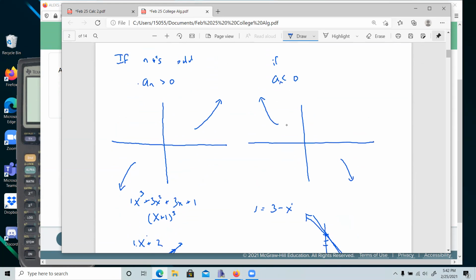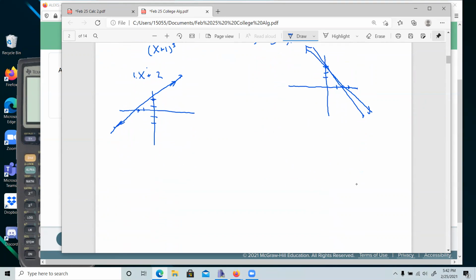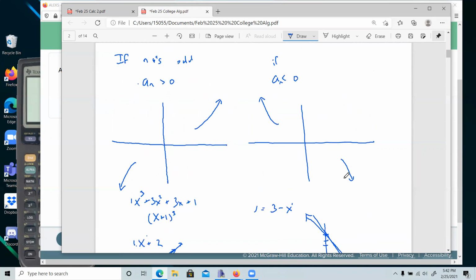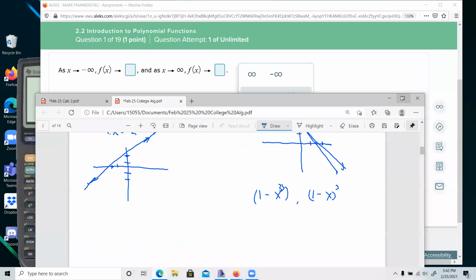But this mirrors what's going on here. 1 minus x to the 3. Those are different. All of these are going to have a leading coefficient that's negative, and the polynomial is going to have odd degree. So why don't we do a couple of those and see how we fare.